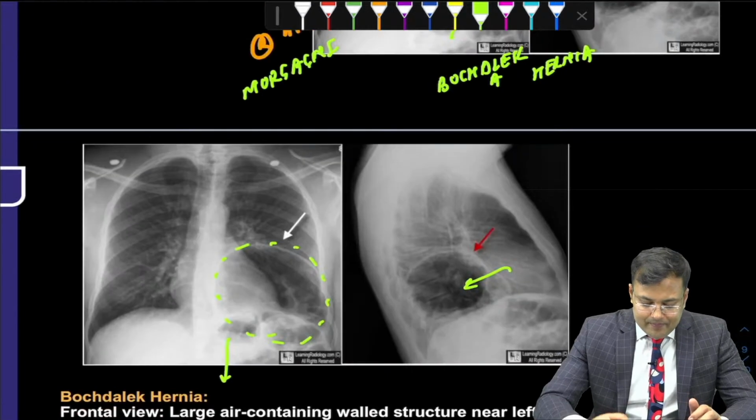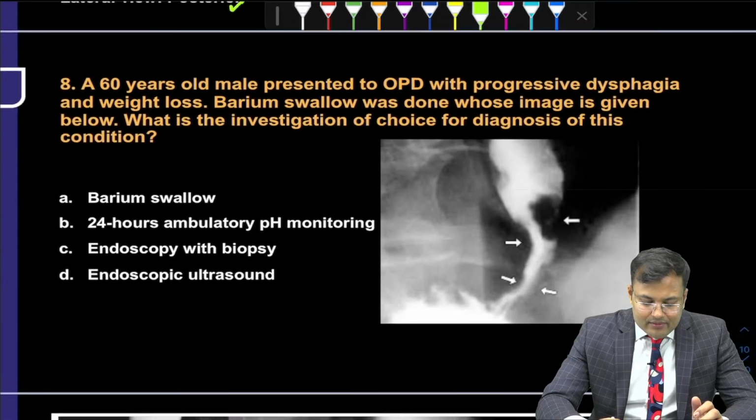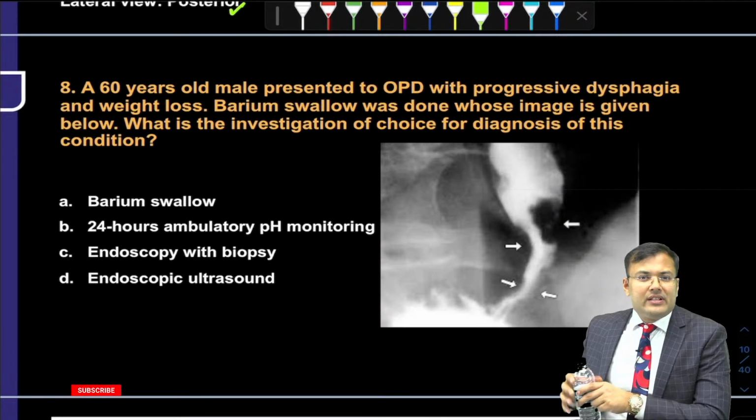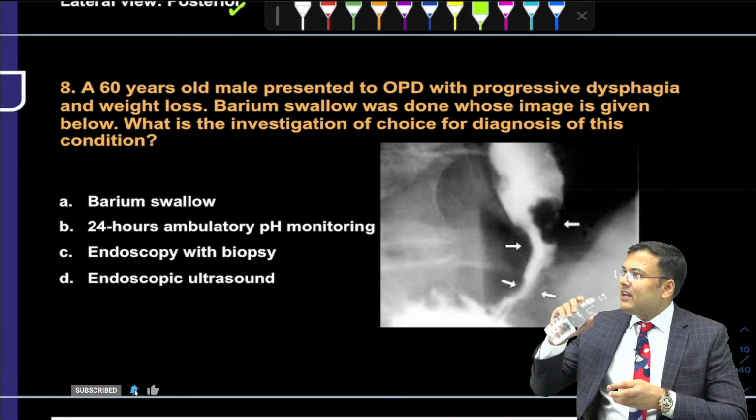option number A. Now question number 8. Again a repeat question. Similar questions were asked in radiology as well as in surgery. Tell me what is the correct answer.